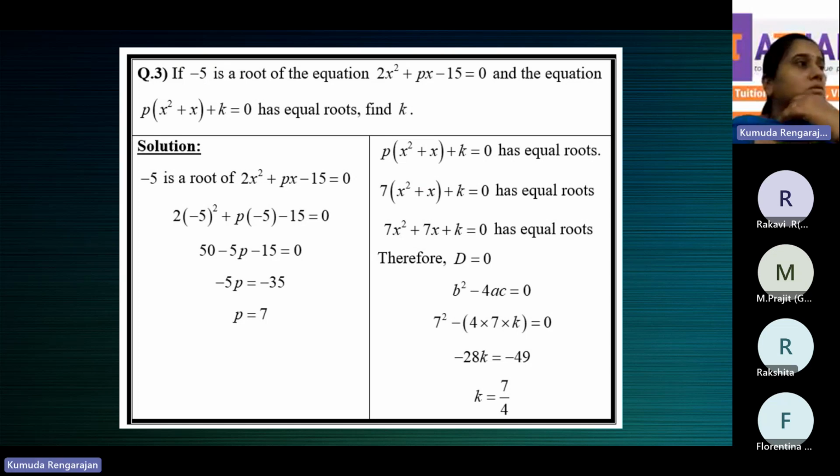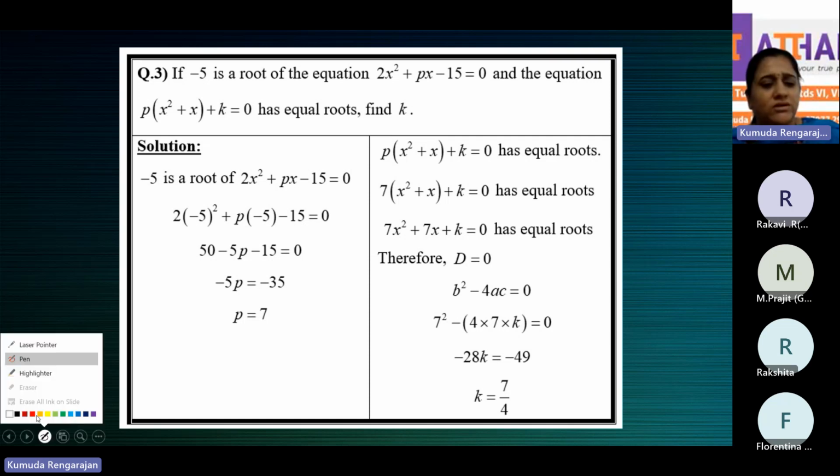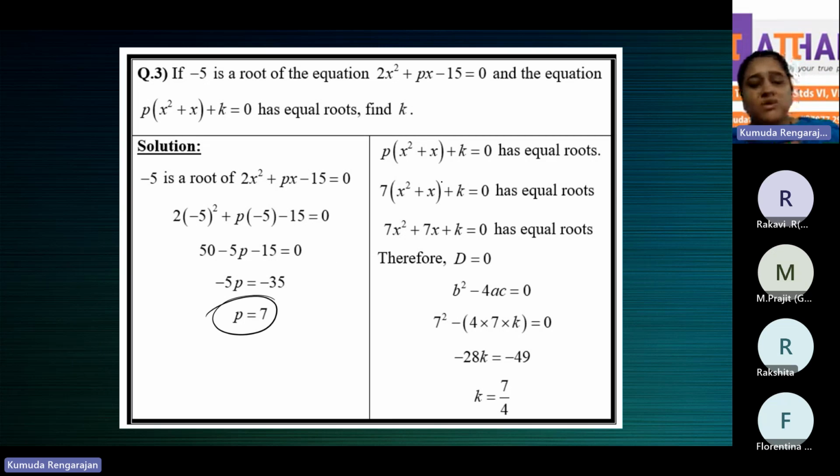Is it over? See, now don't get confused. You can take the value of P at any point, you can substitute. P is 7, you can substitute it at any point. Just make sure that here you're using P as 7, that's all. There's nothing like you should substitute here only. You can open the bracket. So what will you get? Px squared plus px plus k is equal to 0, right?